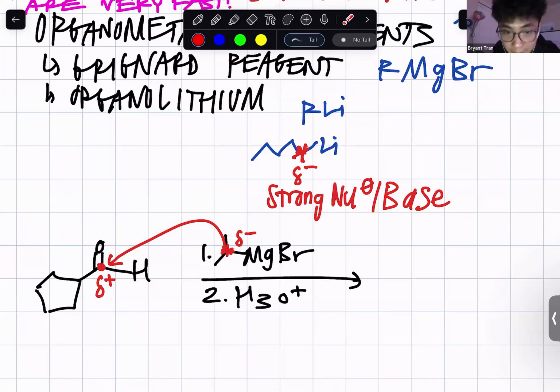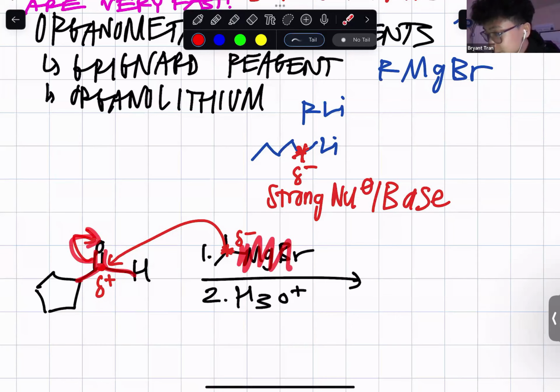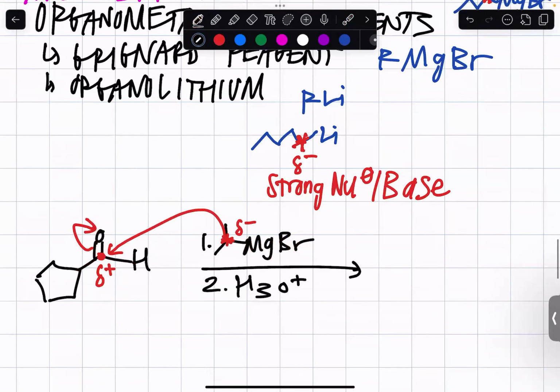But there's a problem, right? Because we have to push up the O. Yes, we have to push up the O. Yes, you got it. Right? Because that's gonna conserve the octet rule. If we don't do that, this carbon here is gonna break the octet rule. Right? Like it's gonna have 5 bonds. That's not good. So that's why we gotta push up the O like that. The MgBr here dissolves away in the solution.